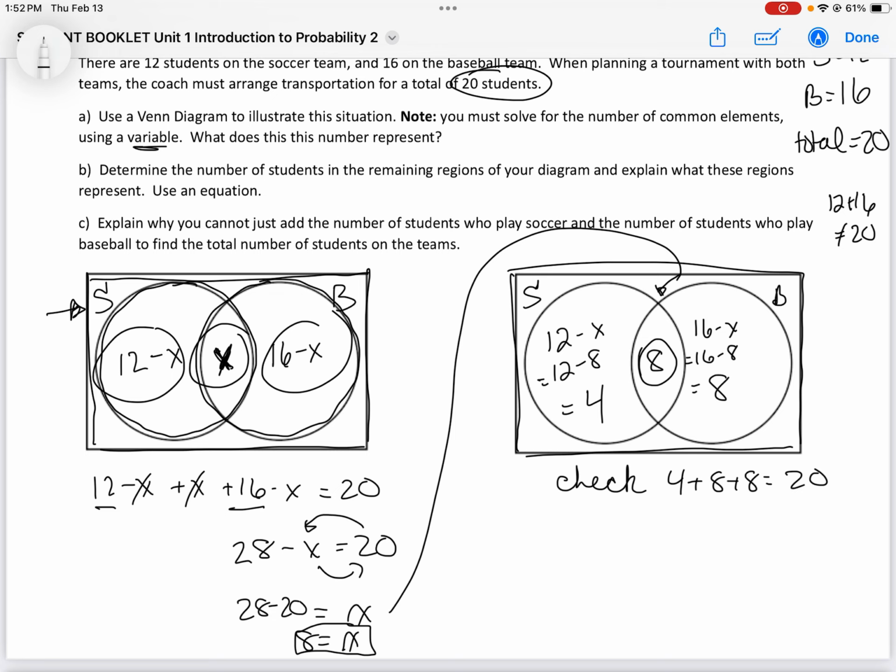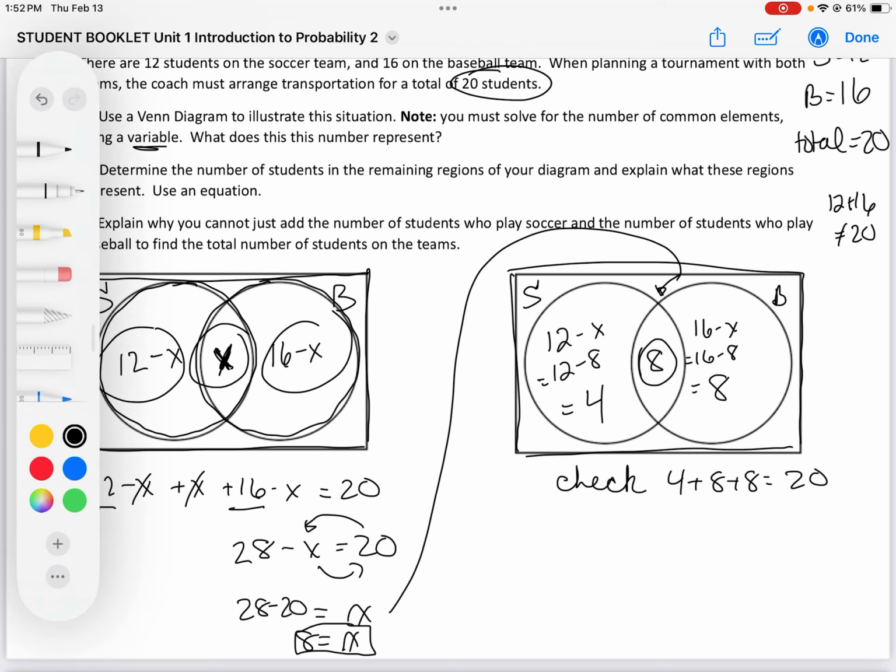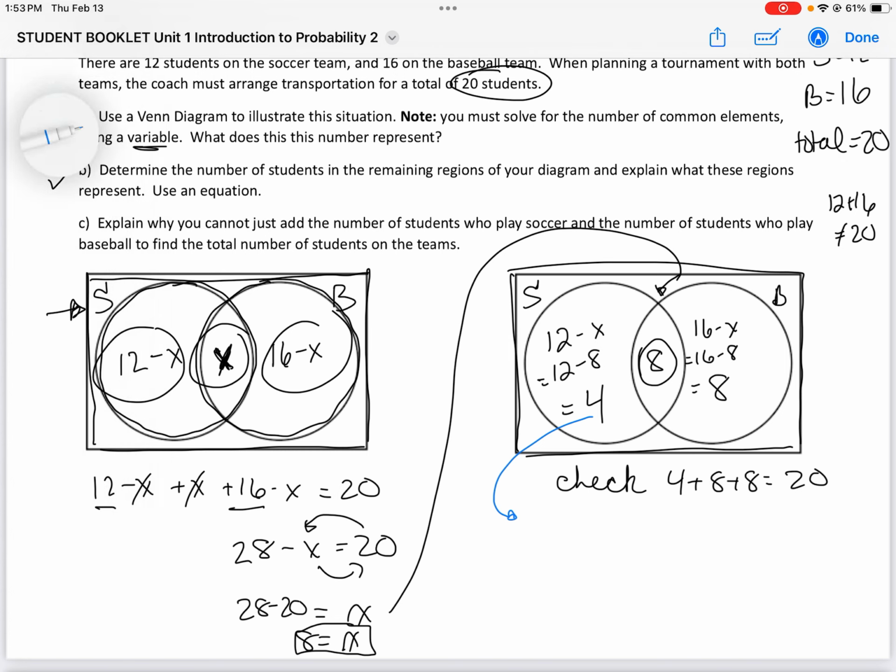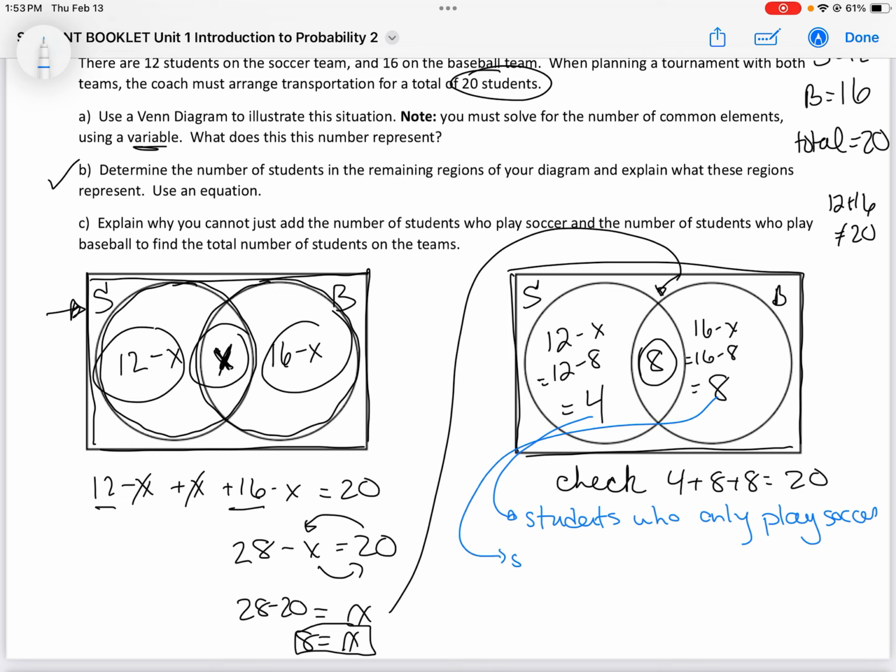Okay, so we've determined the number of students in the remaining regions of the diagram and explain what these regions represent. So let's put a little arrow. This 4 represents students who only play soccer. Okay, this 8 represents students who only play baseball.